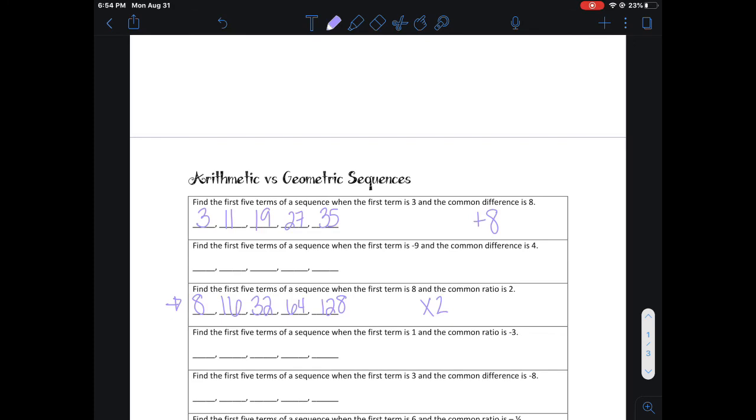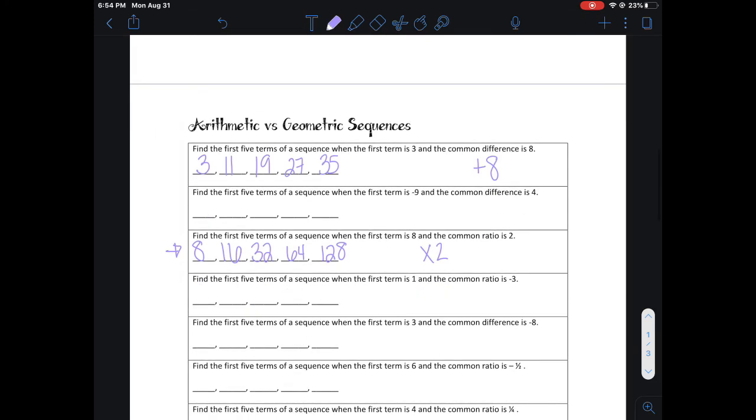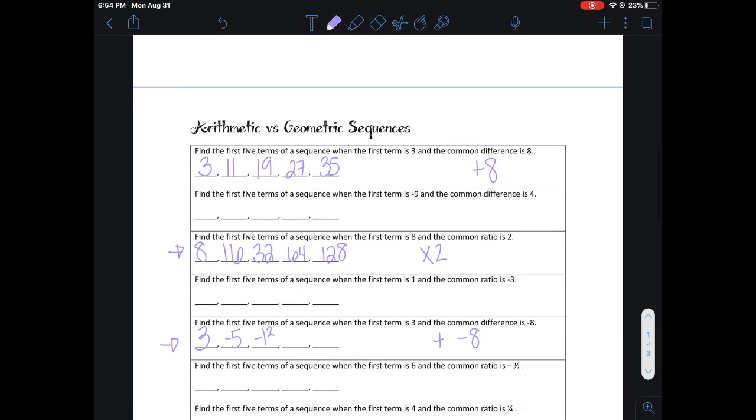Then let's just continue our pattern of doing every other one. Let's jump down to here. First 5 terms of a sequence when the first term is 3 and the common difference is -8. So this means that we will be adding a -8 to each term to get to the next term. So 3 plus -8 gives us -5, plus another -8 is -13, -21, -29.